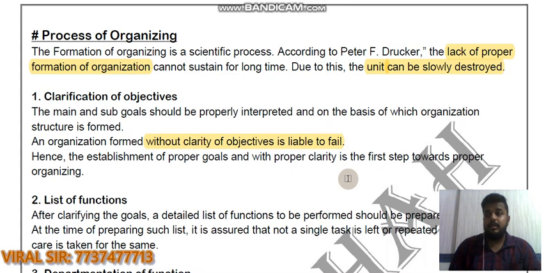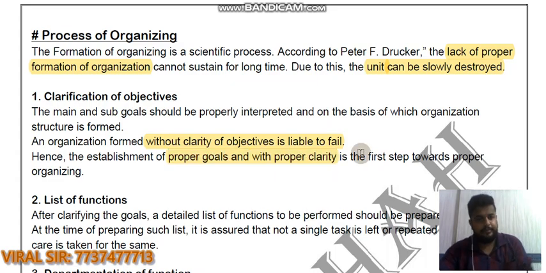So the first step is we need to first establish the proper goals, proper aims, proper objectives, and then we need to properly clarify them. If we have proper clarity with proper goals, then it is the first proper step towards the proper organizational structure or organizing. Clear? So proper goals with proper clarity.